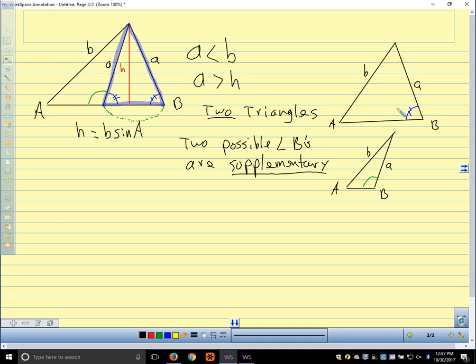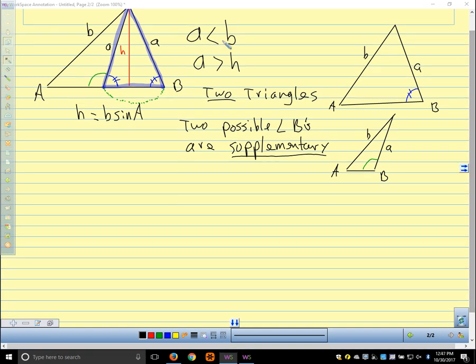Then we have to do the same thing with this other possible triangle by using this angle B that we find using the law of sines, subtracting it from 180 to find this angle B. And then we can find angle C and side c. So we have to find both possibilities for that triangle. And the ambiguous case comes when a is less than b, but a is bigger than the height.